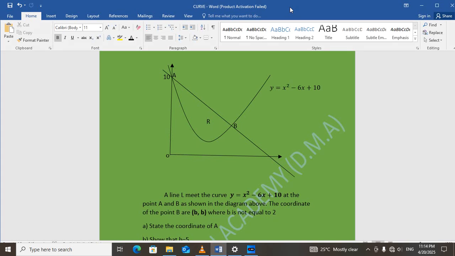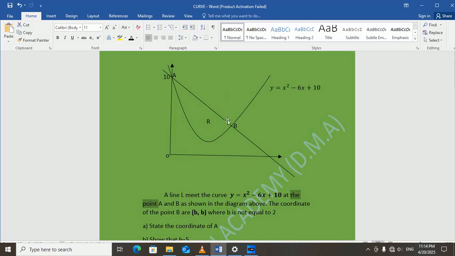So in today's video, we're going to be solving this question that was sent to me by a student here in Douala. So without wasting much of your time, let's go into the question directly. The question reads: a line L meets the curve y equals x cubed minus 6x plus 10 at the points A, B as shown in the diagram above.